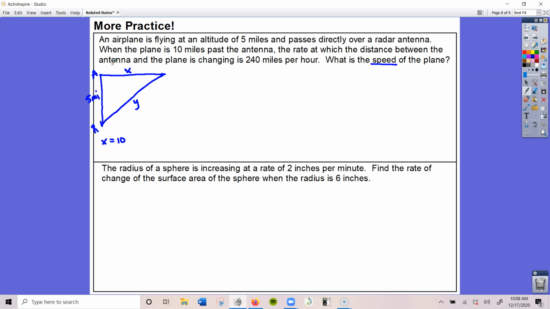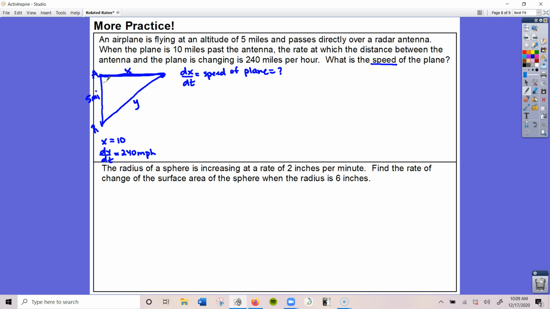When the plane is 10 miles past the antenna, so at the moment when x is equal to 10, the rate at which the distance between the antenna and the plane, so here's the antenna, and the plane is now here. So dy dt is equal to 240 miles per hour. And it's positive because the distance is going to be increasing. So what is the speed of the plane? The plane goes along here, what I have labeled as x. So the speed of the plane would be represented by dx dt. So I am trying to solve for dx dt.